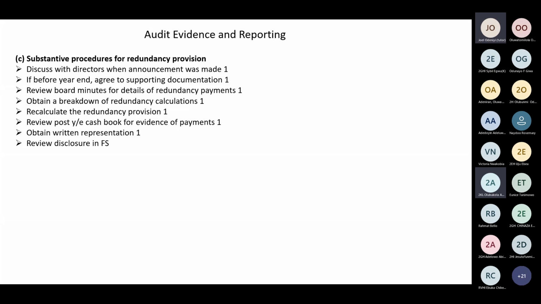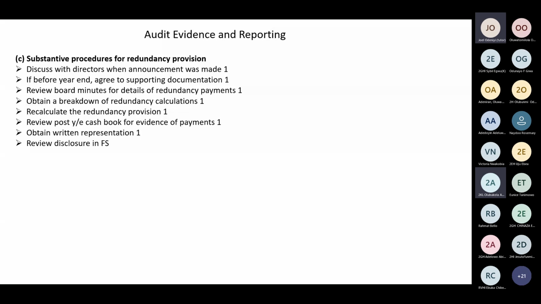You can review post-year end cash book for evidence of payments. This is a very good procedure. What you can do is to confirm this 110,000 and to confirm the reasonability of that figure. Don't forget that provision is an accounting estimate. It's not an exact figure of the amount that will be paid, right? This is based on the best available information to management as at the year end. But in actual terms, they might end up paying less or more than what they've provided for.